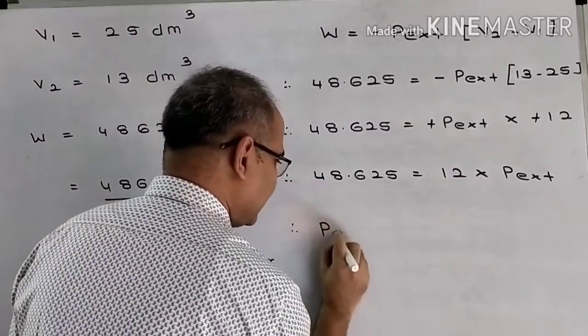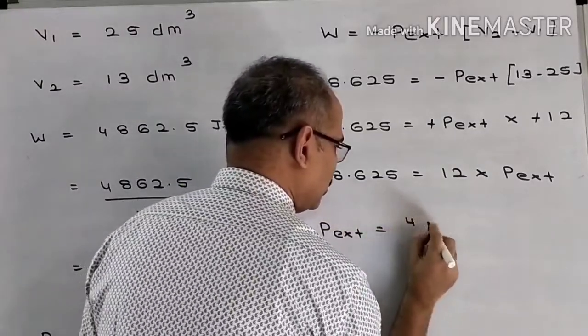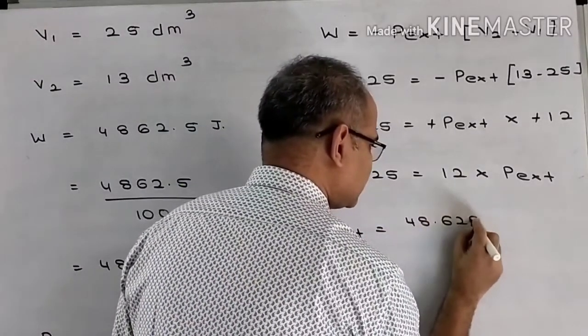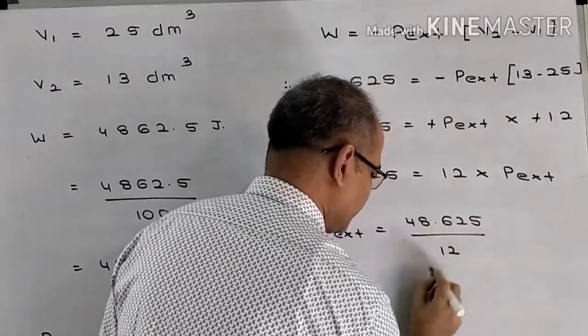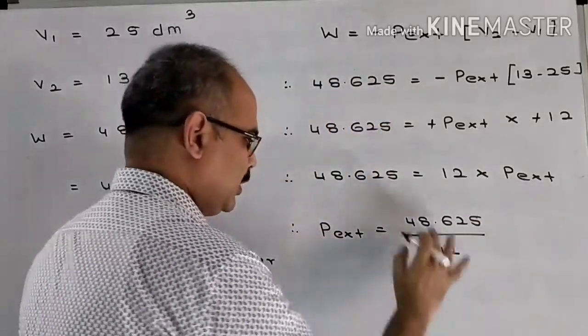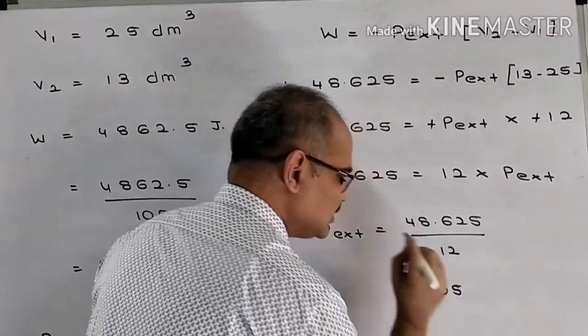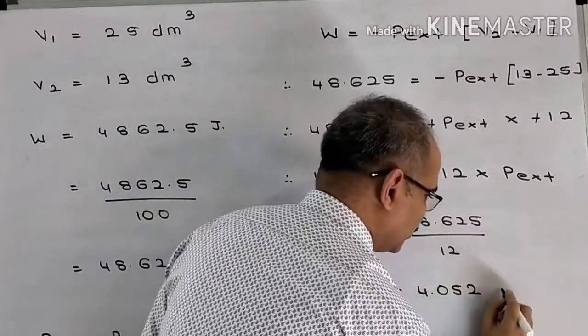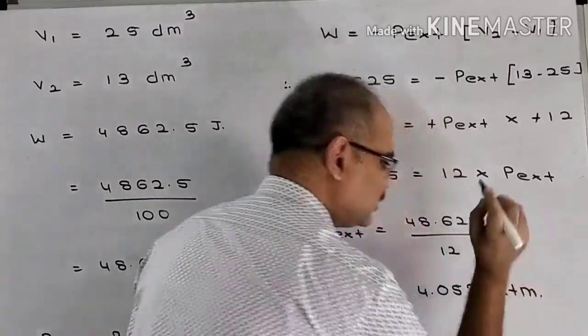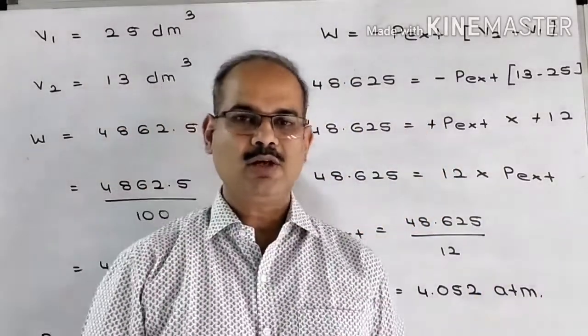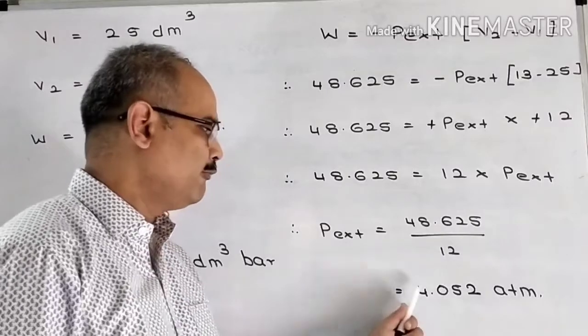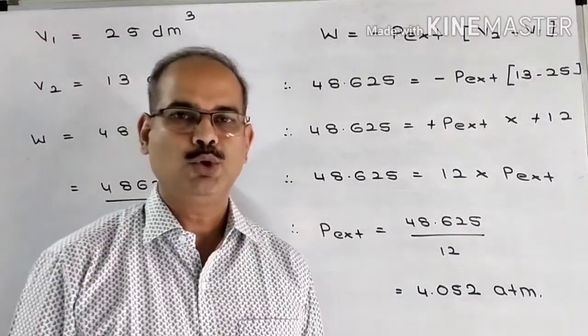Therefore P external will be equal to 48.625 divided by 12. A simple division. 12 4s are 48. 0. 12 5s are 60. 12 2s are 24. Atmosphere. So the external pressure in this problem will be 4.052 atmosphere.